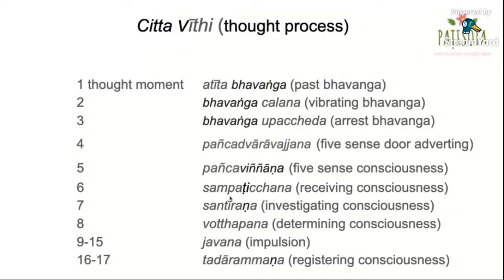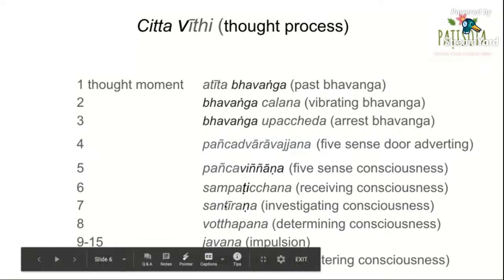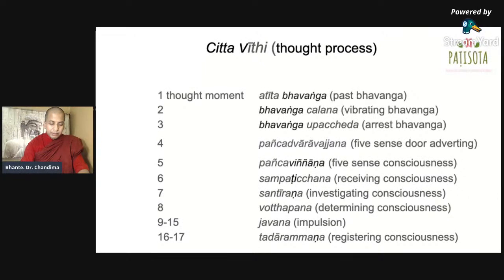And then Sampatichana. Next, another thought moment, the Sampatichana chitta, which has the function of receiving the object after Panchavinyana. So the chitta that passes away after Chakku Vinyana has to be received, processed by receiving at the level of Sampatichana. Then the seventh thought moment is Santirana. What is Santirana? When the object has been received, another thought moment called Santirana chitta. That means when the Sampatichana thought passes away, Santirana arises. When that Santirana arises, it performs the function of investigating the thought that came from Sampatichana.